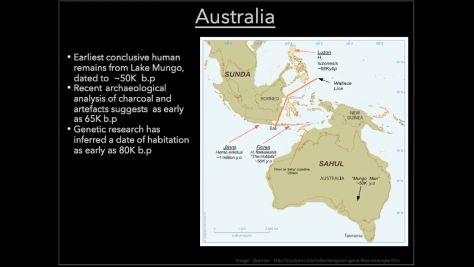The earliest conclusive human remains are from Lake Mungo, dated to around 50,000 years ago. That's conclusive remains. There's a few things pushing that envelope back we'll go into. Recent archaeological analysis of charcoal and artefacts suggests as early as 65,000 years. Genetic research has inferred a date of habitation as early as 80,000 years.